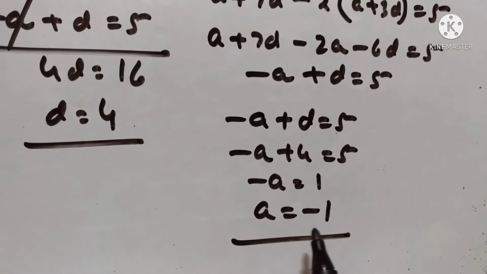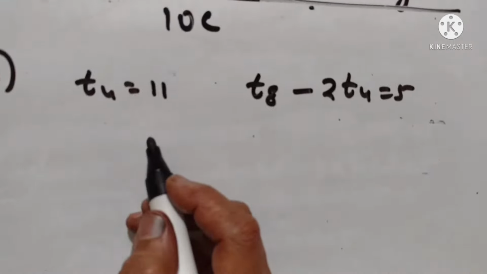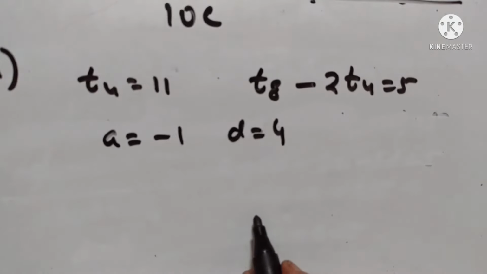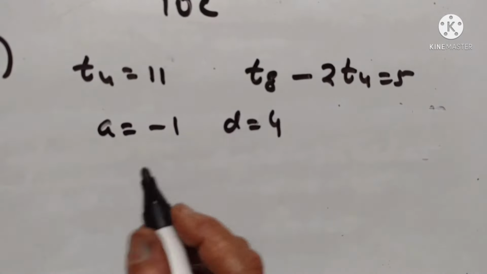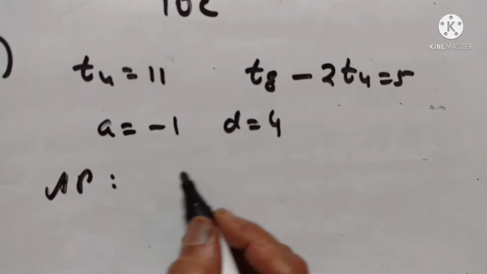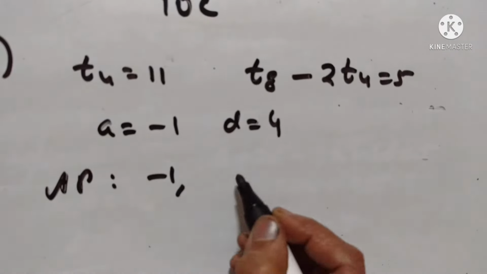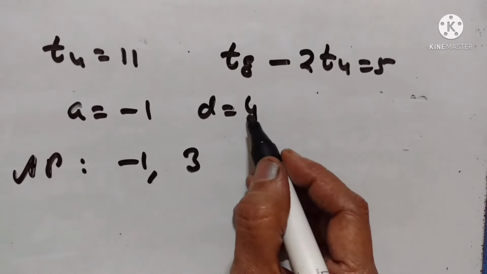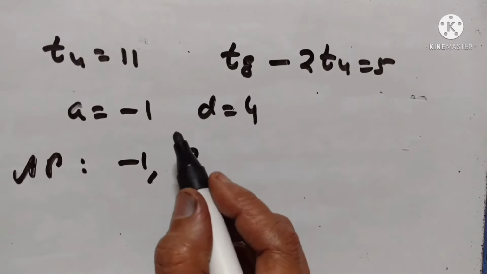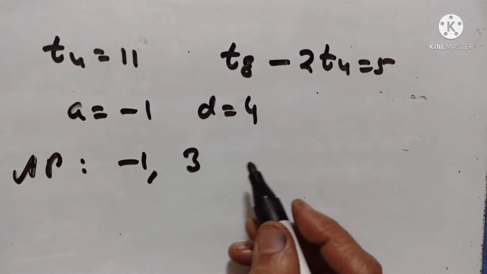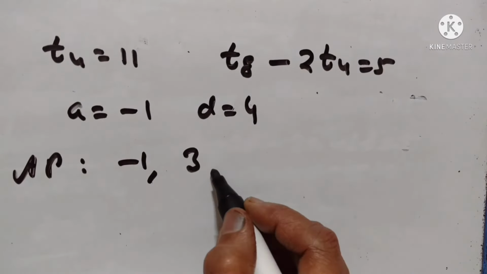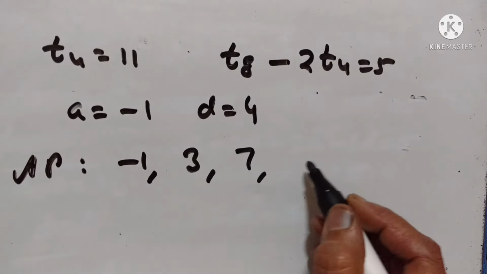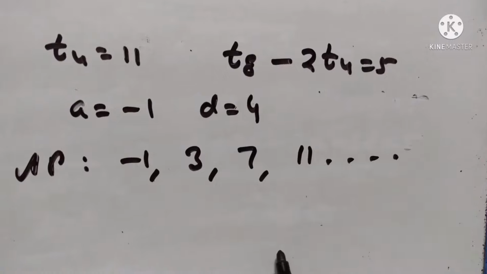D is equal to 4 and A is equal to minus 1. What is the AP? The required AP starts with minus 1. Then minus 1 plus 4 is equal to 3. We have to add this D to the first term. Next is 3 plus 4 is equal to 7. 7 plus 4 is equal to 11 and so on.